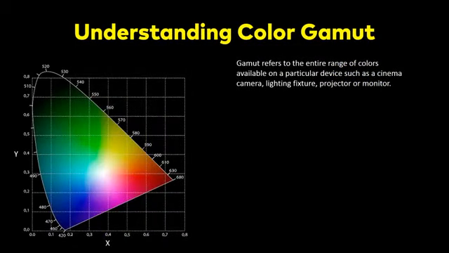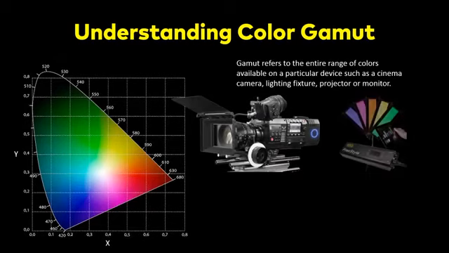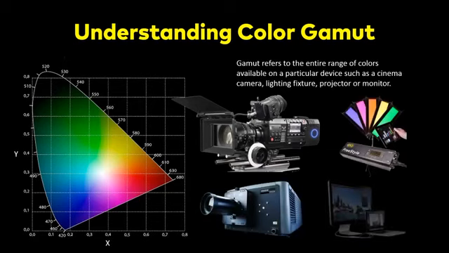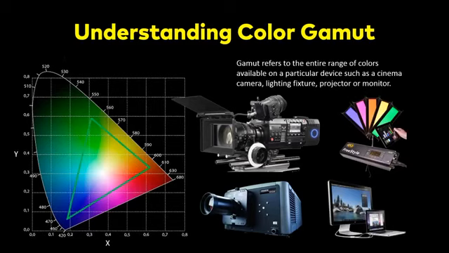I think we also need to understand gamut. It gets bantered a lot. What exactly is it? Gamut refers to the entire range of colors available on a particular device, such as a cinema camera, a lighting fixture, a projector, or a monitor. Now, these will all have their own gamut, and they don't necessarily all have to align with each other. That green line represents Rec 709. That is your basic workflow that we've had for the last, God knows, 10, 12 years.